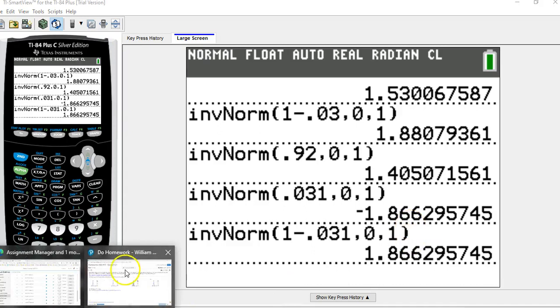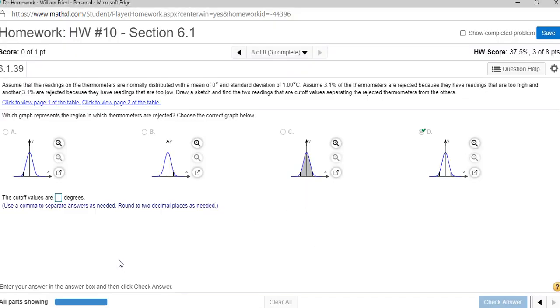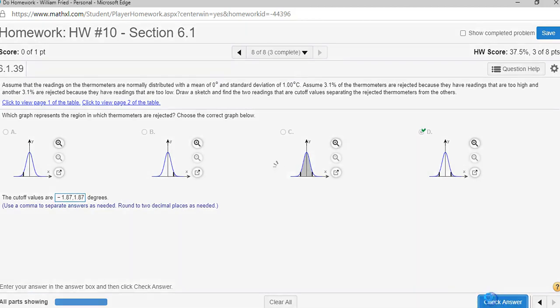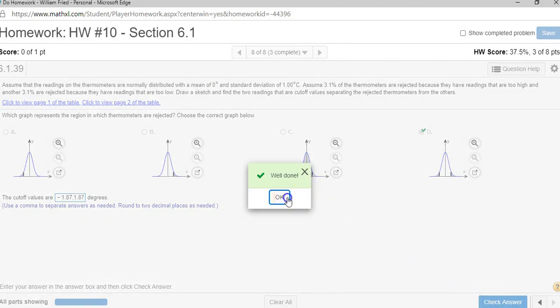Is that what they want? 2 decimal places? Yeah, so it's negative 1.87, and it says use a comma to separate, and then 1.87. Let's check that answer. Well done. Okay.